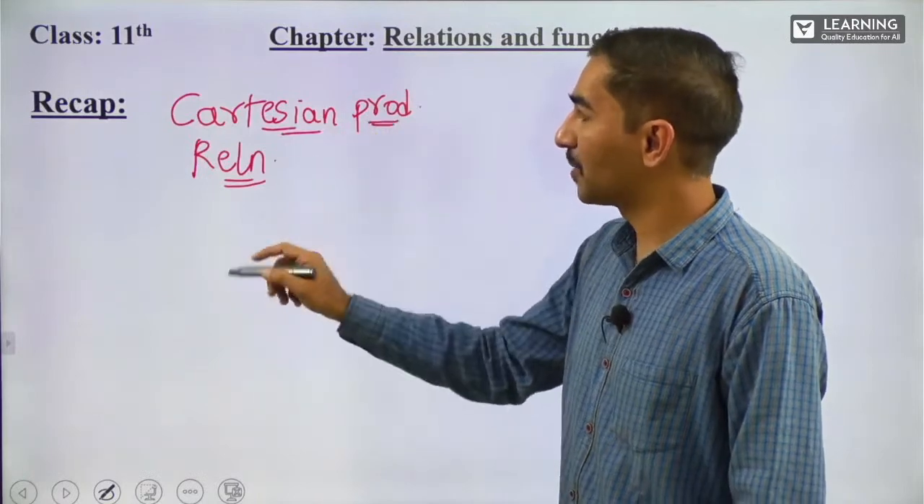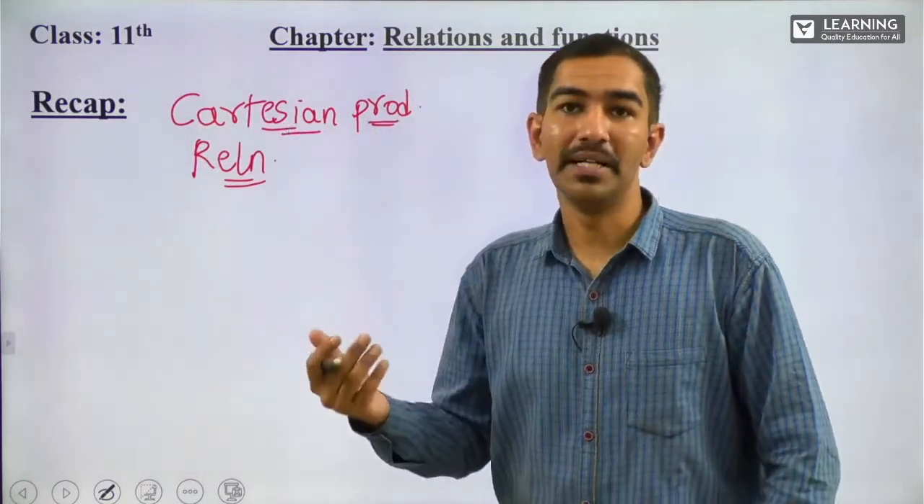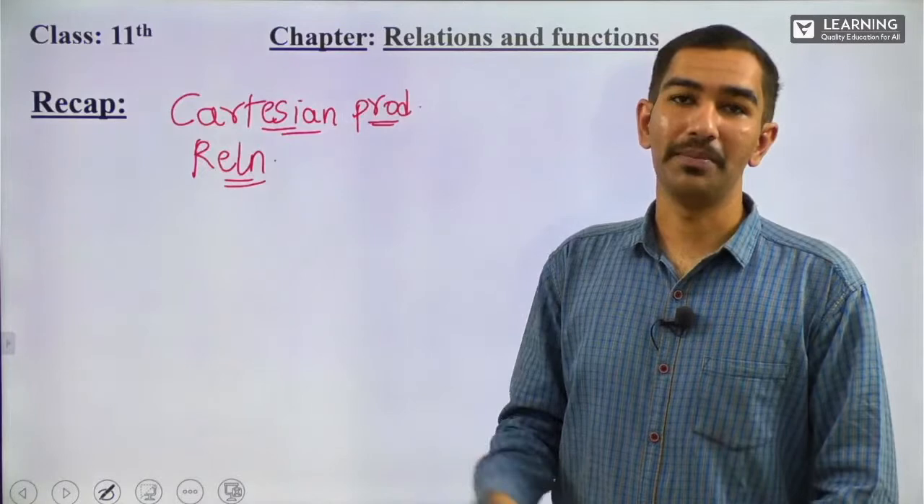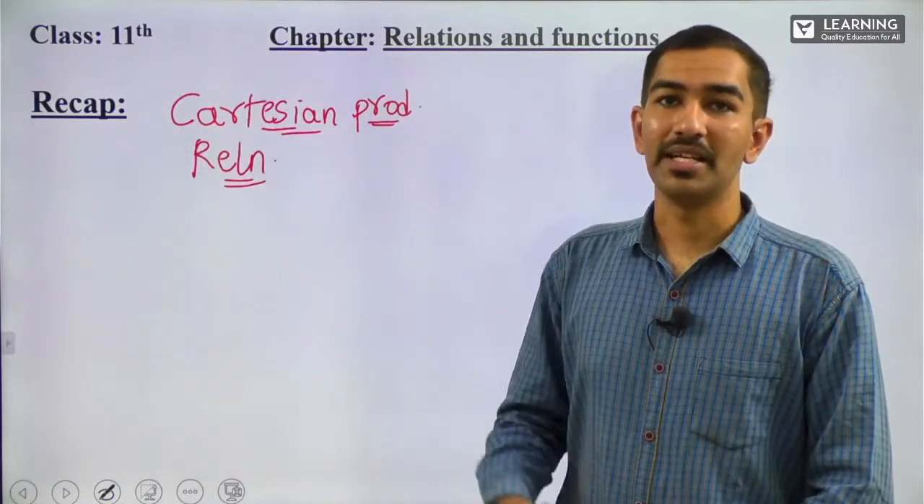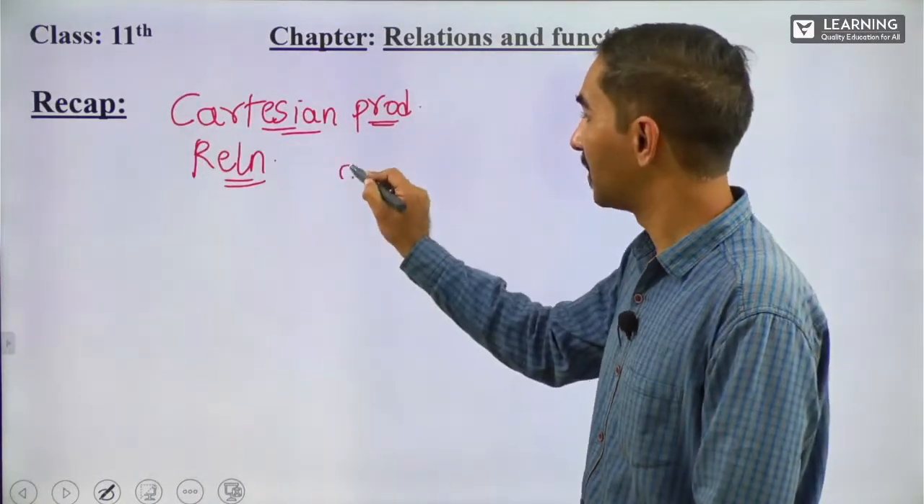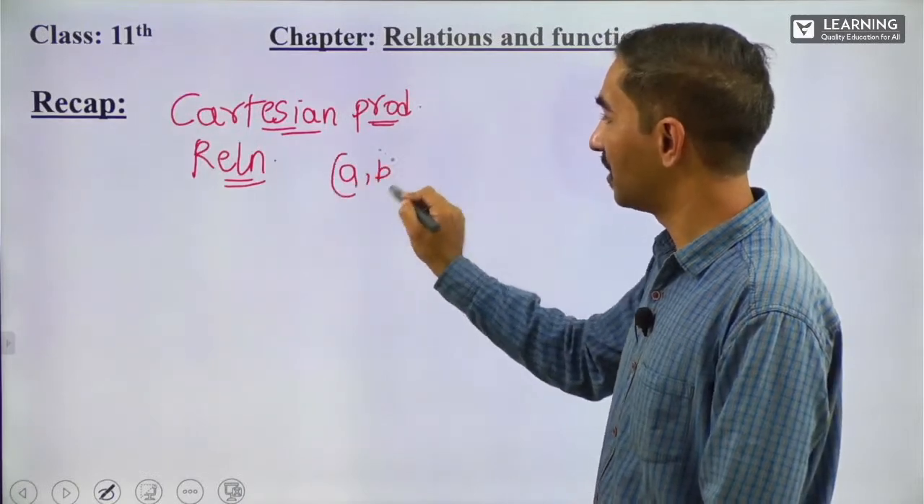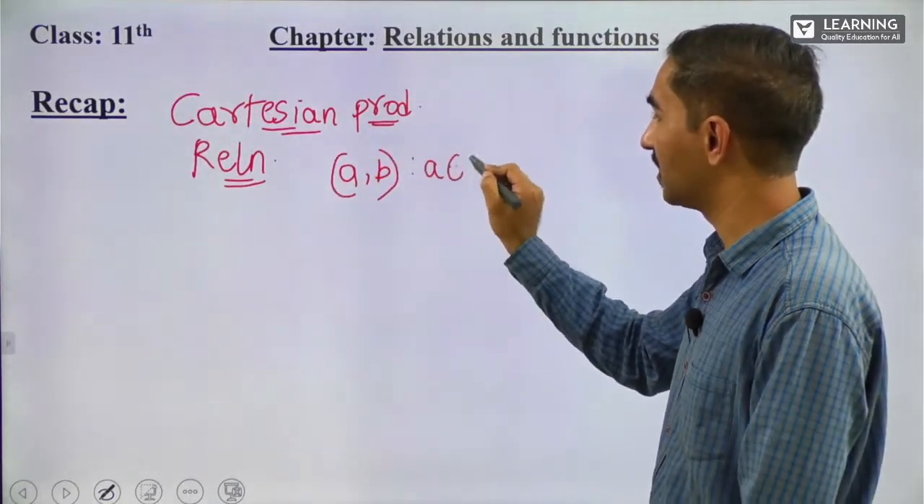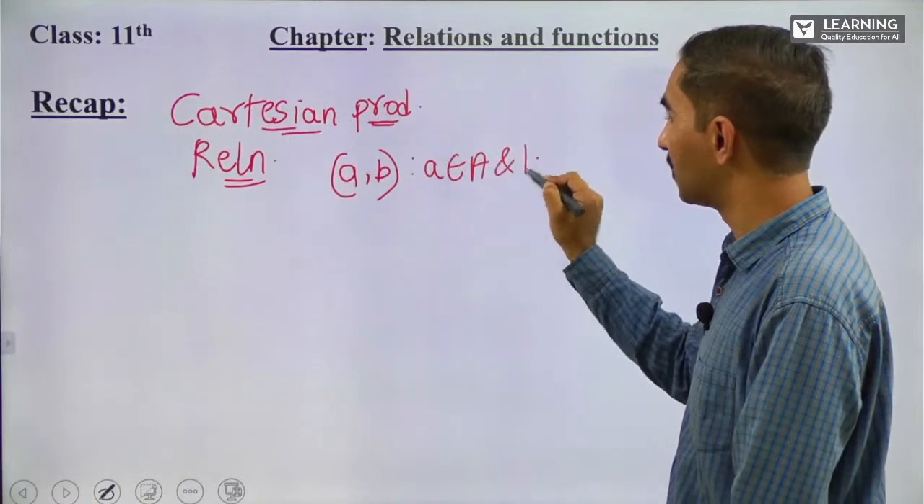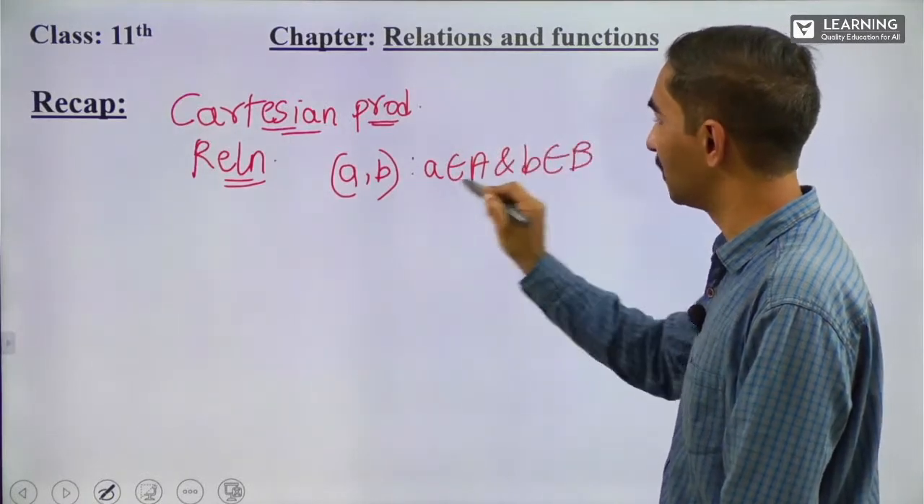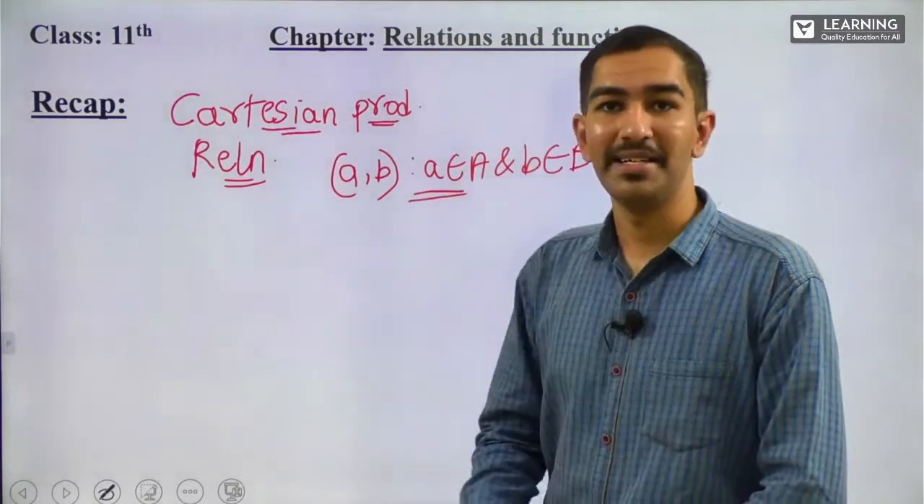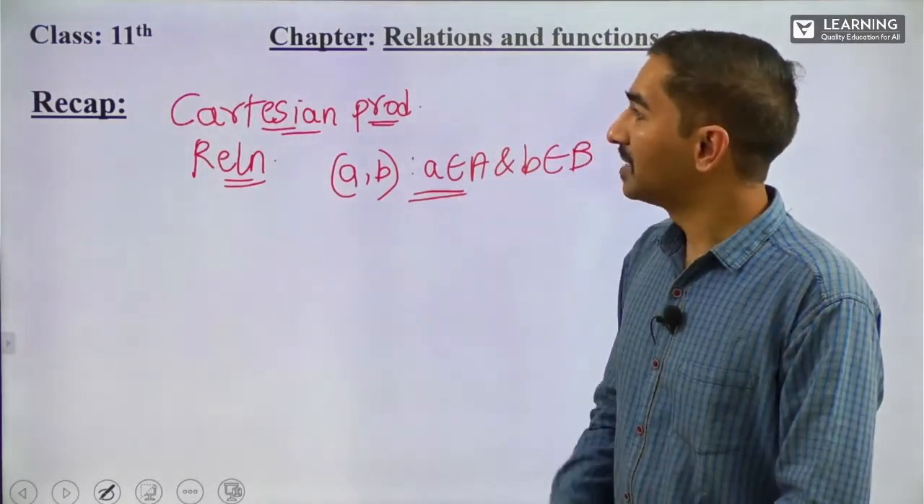So what is Cartesian product again? It is a multiplication or the product between two non-empty sets A and B, which are represented in the form of (a, b), the ordered pairs such that a belongs to set A and b belongs to set B. So this is how the Cartesian product is defined. So this was the recap.